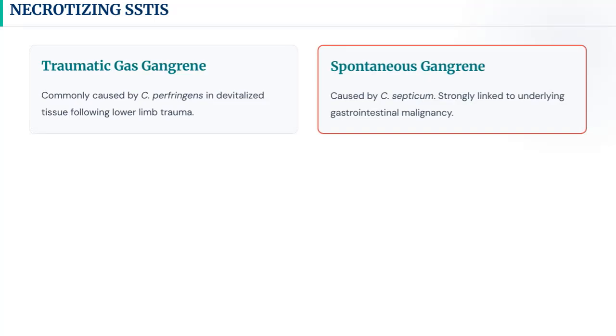Let's talk about necrotizing soft tissue infections, or NSTIs. One type is caused by Clostridium septicum. It's strongly linked to hidden gastrointestinal cancers, which makes it especially dangerous. Then there's spontaneous gangrene, often triggered by this bacteria. On the other hand, traumatic gas gangrene usually follows lower limb injuries and is commonly caused by Clostridium perfringens. This happens in damaged tissue where the bacteria thrive, leading to rapid tissue death. Both conditions demand urgent attention.